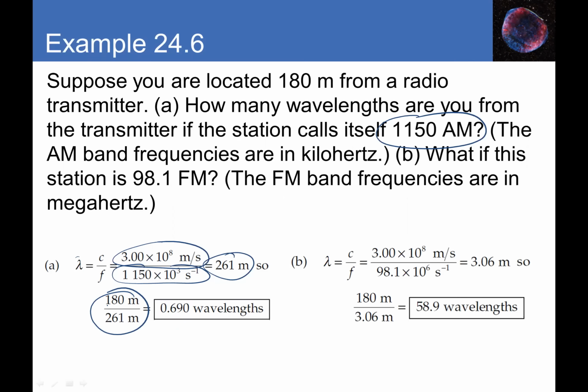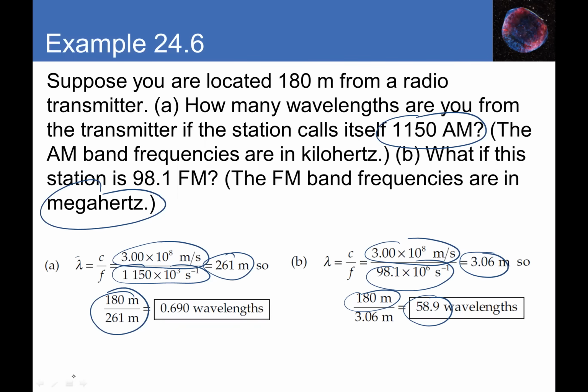Part B says, what if the station is 98.1 FM? Well, FM is in megahertz. So you do the same calculation, where you take the speed of light divided by the frequency, but this is now 98.1 times 10 to the 6 hertz, and you get 3.06 meters. You can see what a big difference it is, right? So when you stand 180 meters away from it, you have almost 60 wavelengths before the light gets to you.